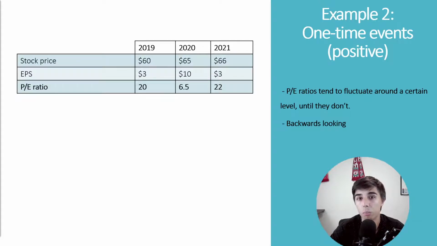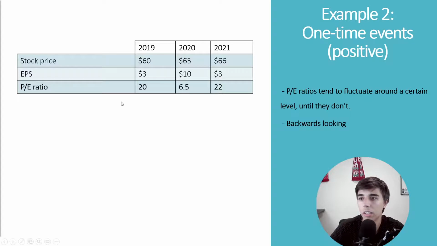The PE ratio is backward looking. So these ratios that we see here are backwards looking and only for 1 year. And oftentimes there's an argument that they tend to fluctuate around a certain level. That's the case until it's not. I mean, there are no rules. No price will fluctuate around a certain level forever, and no earnings, and therefore no PE ratio as well.